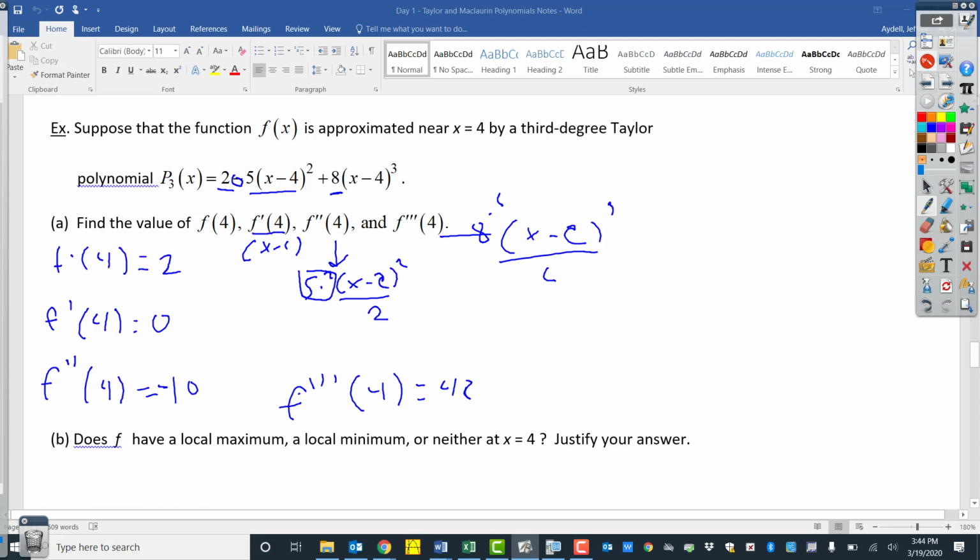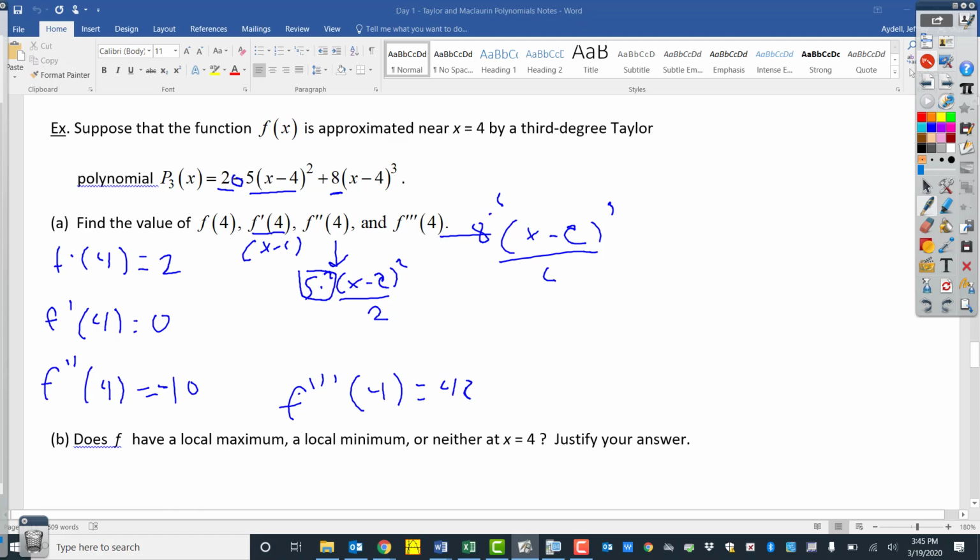Okay? All right, so let's move on to the second part of this problem. Does f have a local maximum, a local minimum, or neither at x equals 4? Well, this is where things get a little bit interesting, because this calls back to something we haven't done for a while, the second derivative test. So go ahead and think about this yourself, and then we'll look at it together.